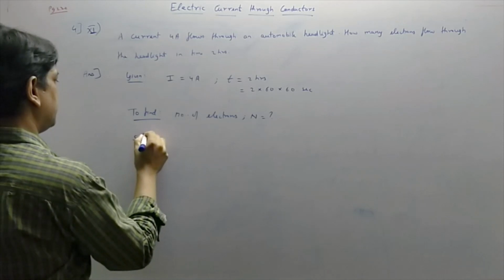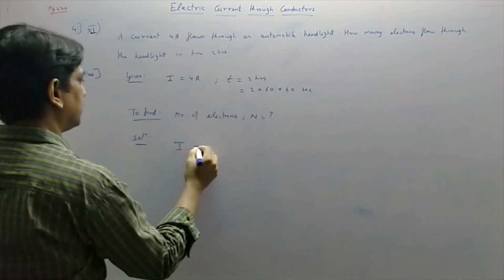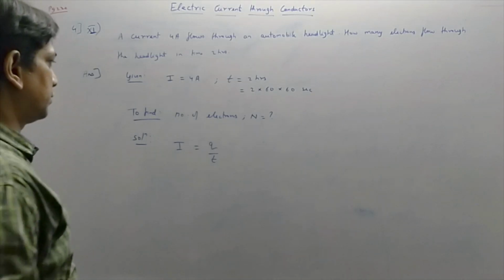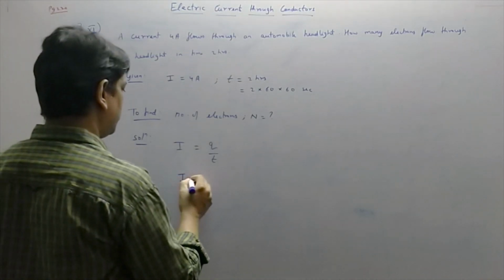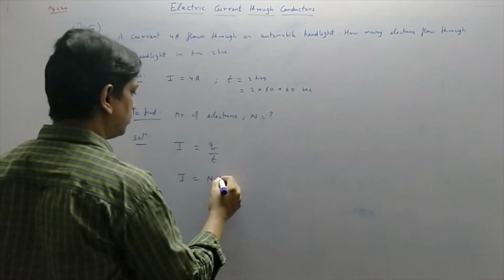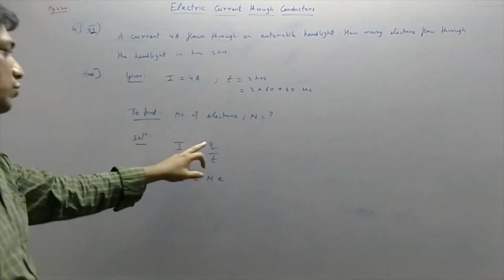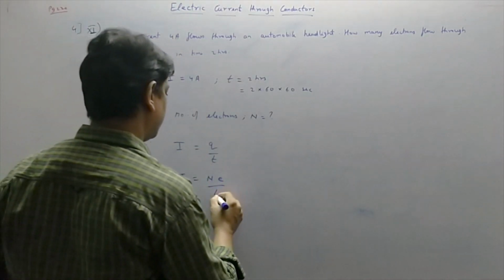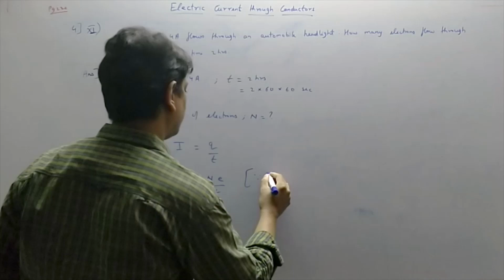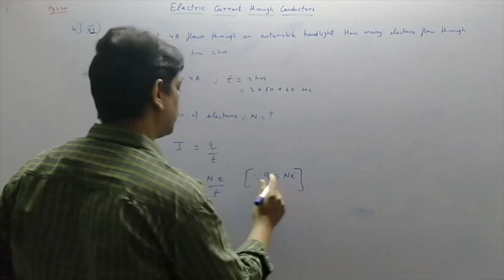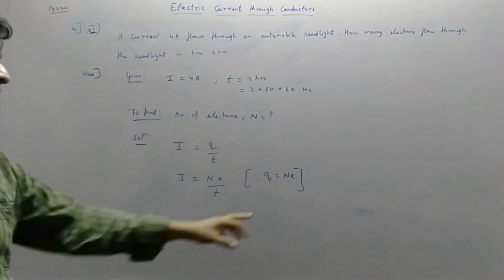So what is the basic formula we are having? What is current? Current is nothing but charge upon time. And we know what is charge? Total charge is number of electrons into charge of 1 electron. So I is q upon t, and q is Ne, total charge is number of electrons into charge of 1 electron.